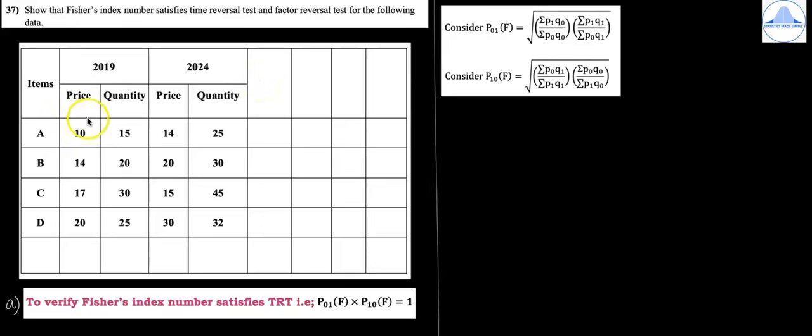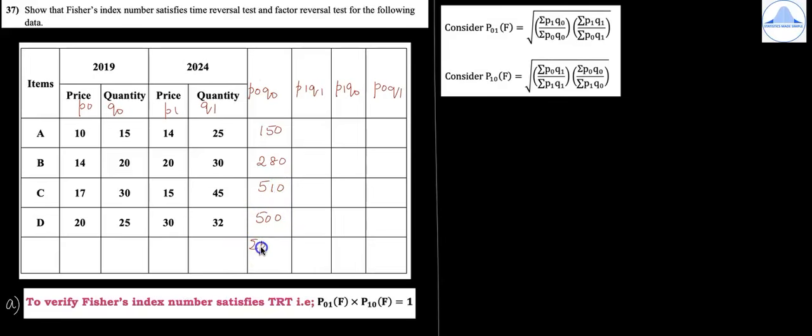Now let us go back to the table and form the columns which are required. The columns you will require are P0 Q0, then P1 Q1, then P1 Q0 and P0 Q1. Let us find out P0 Q0. Before that I have to mark the columns correctly. This is P0, this is Q0, this is P1 and this is Q1. So 10 into 15 is 150, 14 into 20 is 280, then we get 510 and 500.